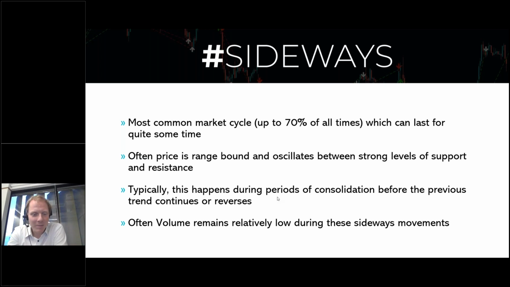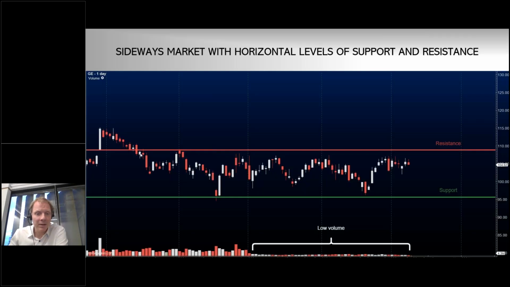And why is the sideways market important? Well, because it happens a lot. So according to some statistics, the market goes sideways 70% of all times. So that's often, that's more than trending and counter trending and reversing altogether. So in a sideways market, price action is typically bound by a horizontal channel of resistance and support, resistance to the upside and support to the downside. And typically in a sideways market, you have fairly low volume.